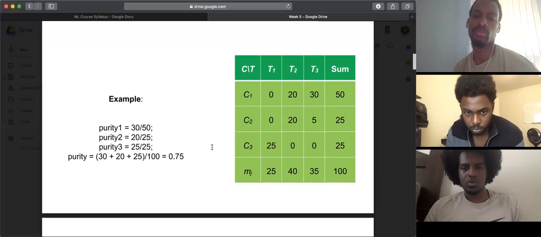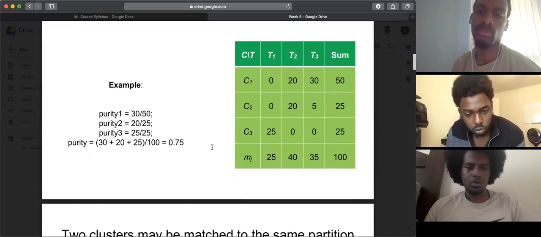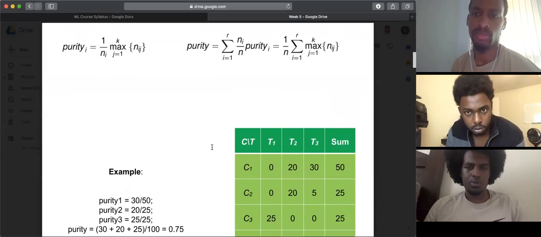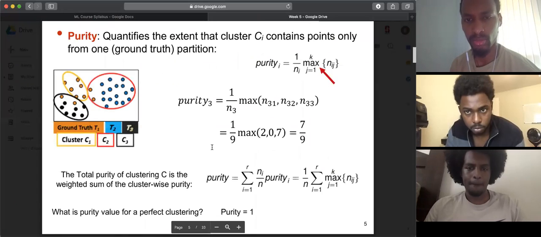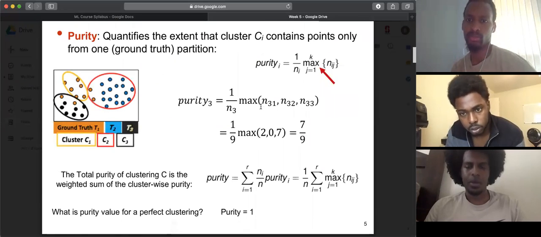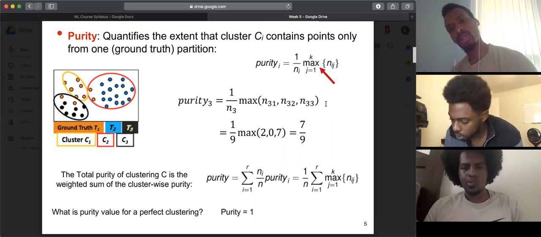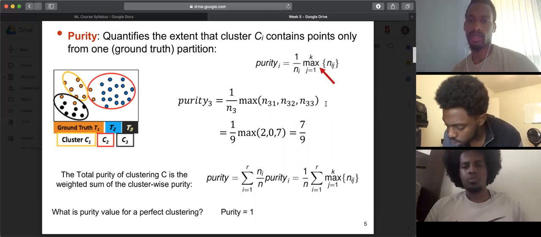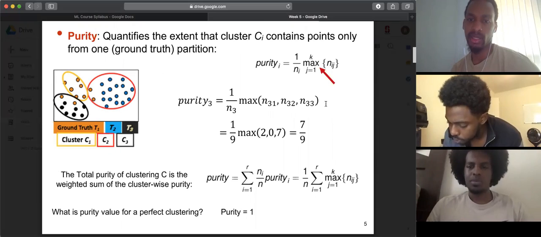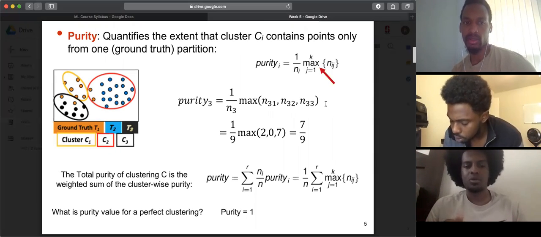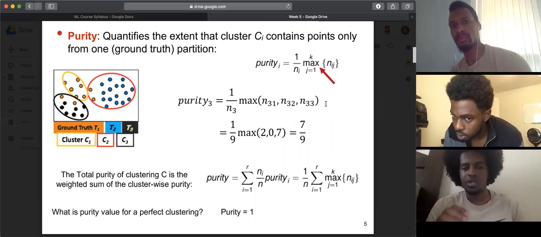Make sense? Wait, can you scroll up one more time? Up here? Yeah, I want to look at the first equation again. I'm trying to remember why you want the max. Because in that cluster that you're looking at, you want the highest overlap, effectively the overlap between ground truth and your labeled data points.